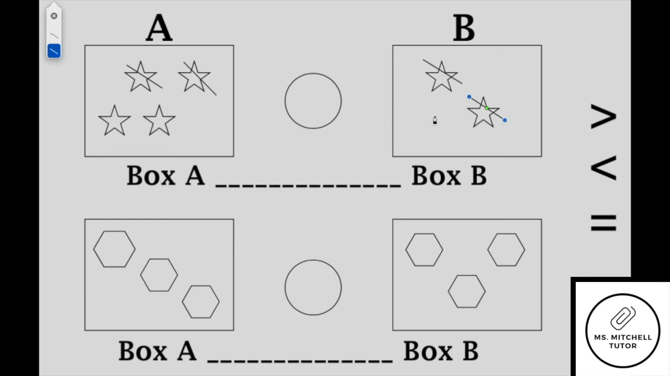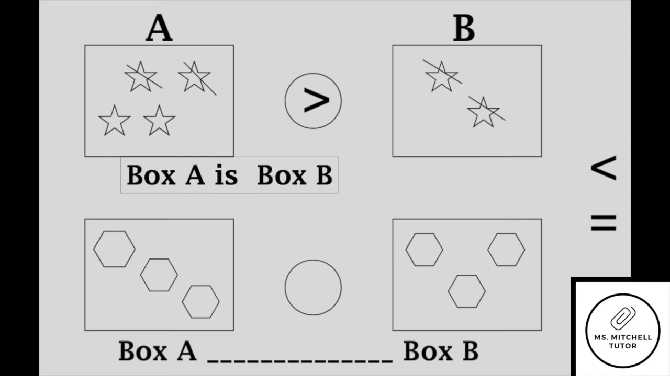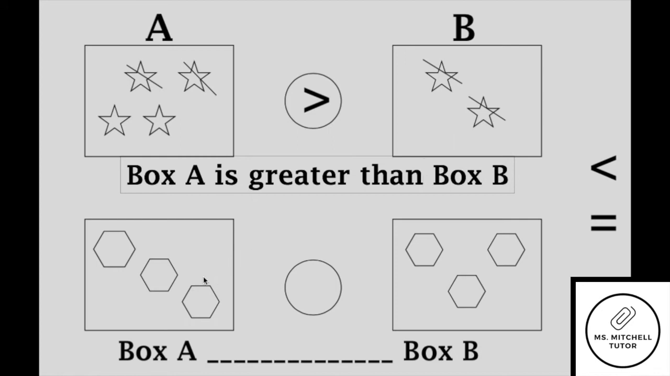It looks like there are two extra stars in box A. This tells me that box A has the greater amount. I will now choose the greater than symbol to show this relationship. Notice how the alligator mouth is open and ready to eat the greater amount. Next, I will complete my word sentence. Box A is greater than box B.